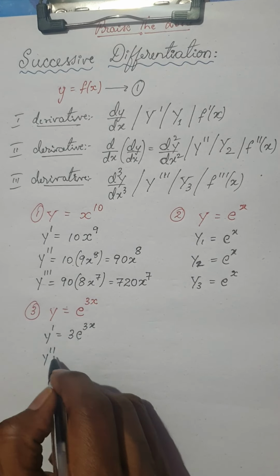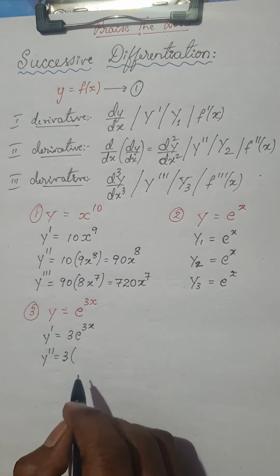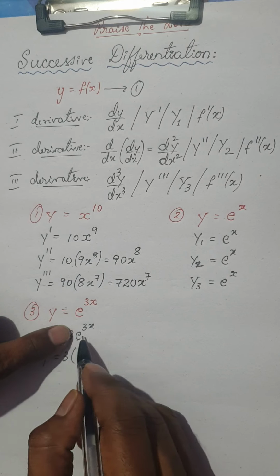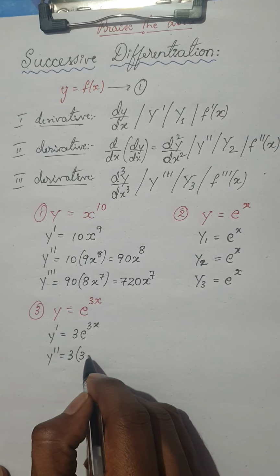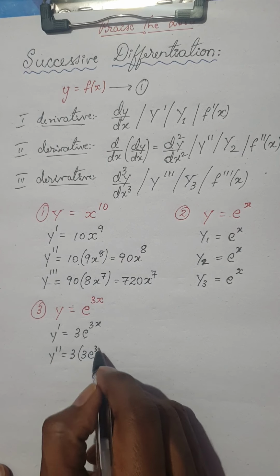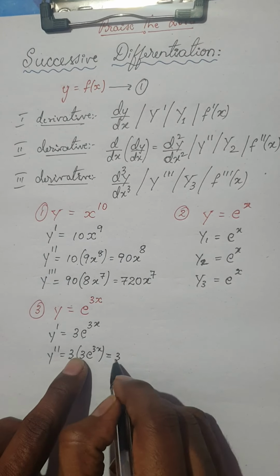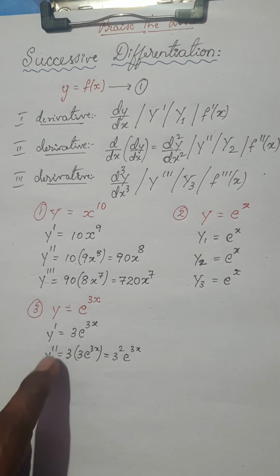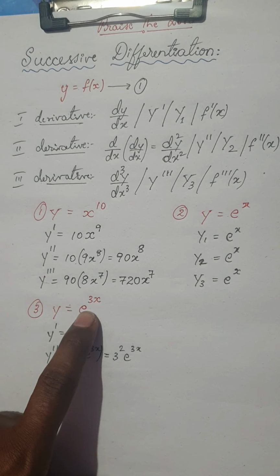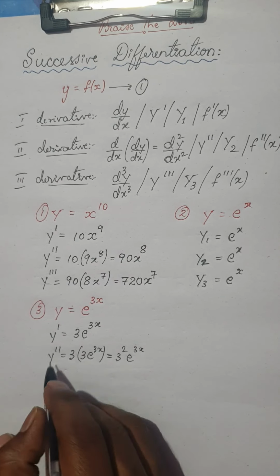Now the second derivative will be, now this 3 is a constant, keep it aside, derivative of again e power 3x. So it is again 3 into e power 3x. Okay, so this is nothing but, you can write 3 into 3, 3 square into e power 3x. That is, if you take the derivative of e power 3x twice, it is 3 square into e power 3x.